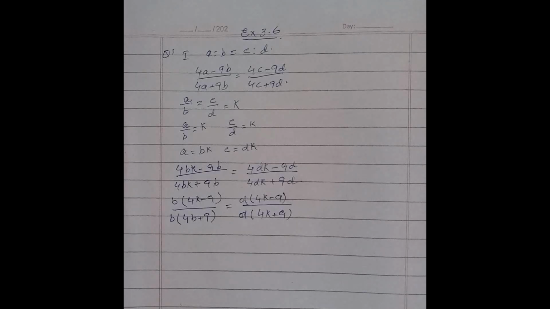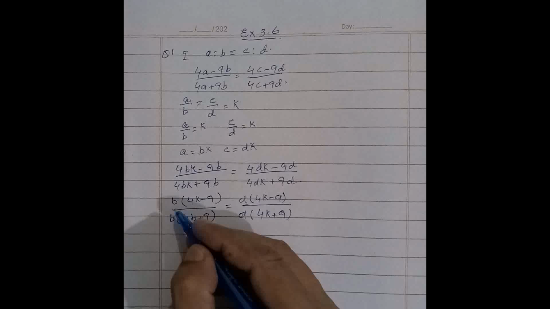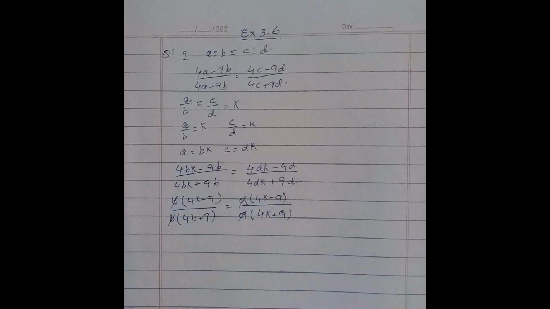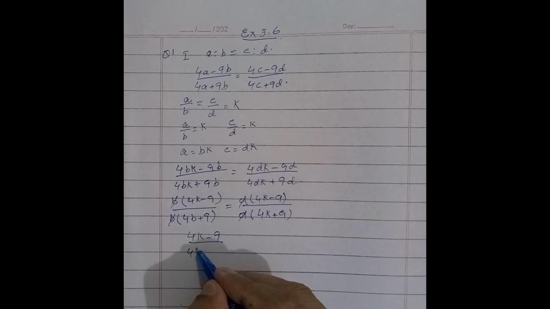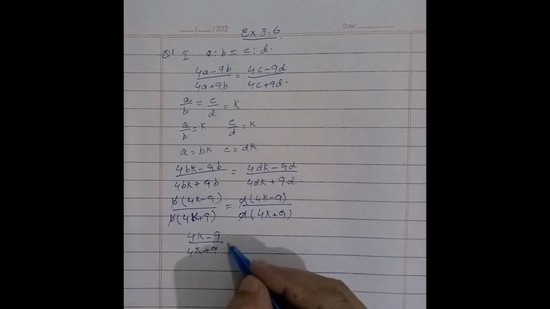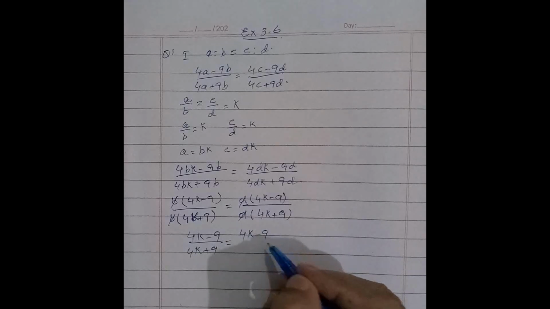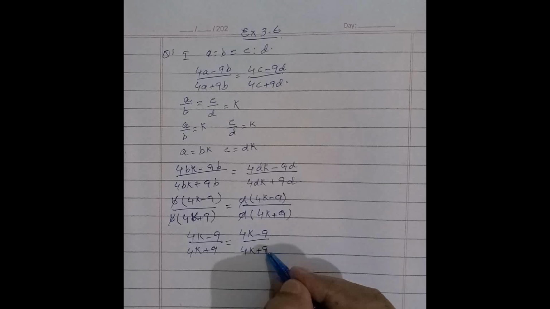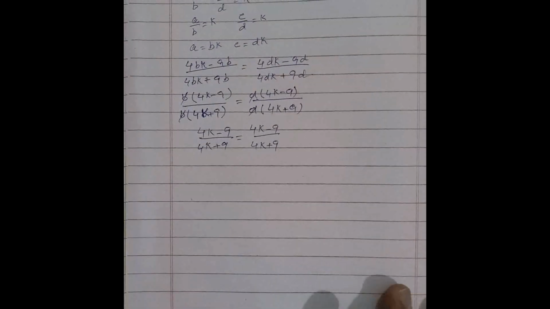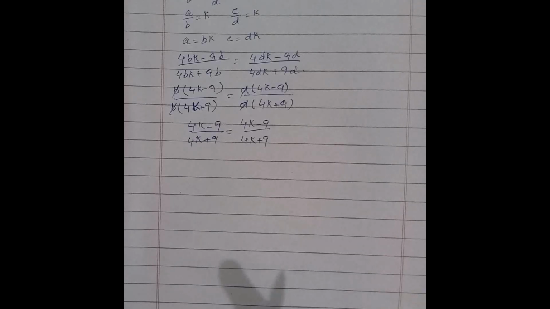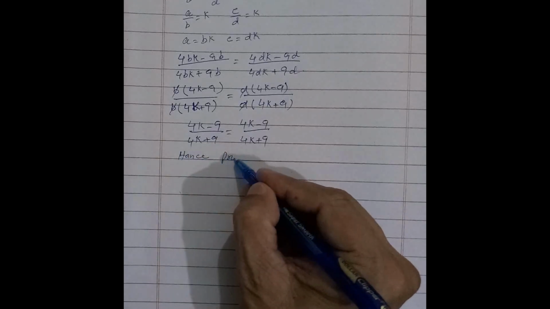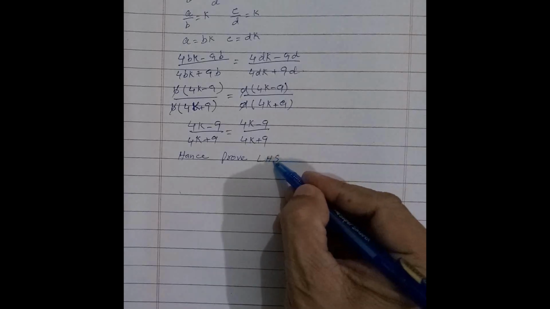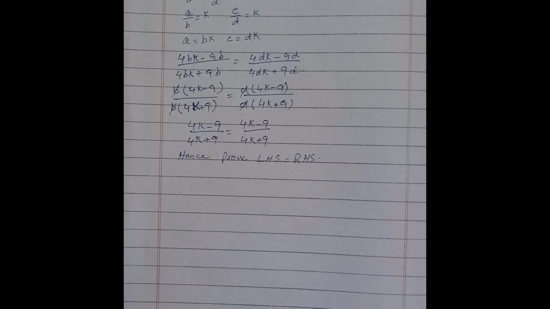Now simplify these values. We cancel B with B and D with D. The remaining values are 4K minus 9 over 4K plus 9 is equal to 4K minus 9 over 4K plus 9, and both the values are the same, hence proved, the left hand side is equal to the right hand side.